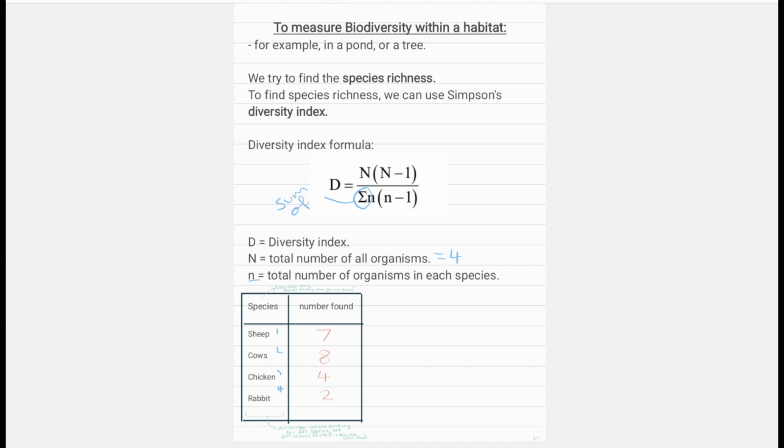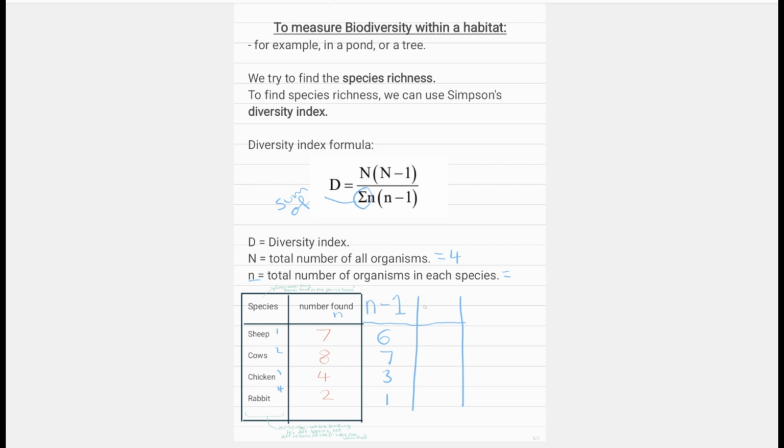Now, for those of you that have never come across this symbol before, this symbol means the sum of. So that would be adding all of n(n minus 1). And to show what I mean by this, we're going to make a new column in this table for the denominator of our equation. So let's start with lowercase n minus 1. N minus 1 for sheep would be 7 minus 1, which is 6. For cows, 8 minus 1, which is 7. For chicken, 4 minus 1, which is 3. Rabbit, 2 minus 1, which is 1.